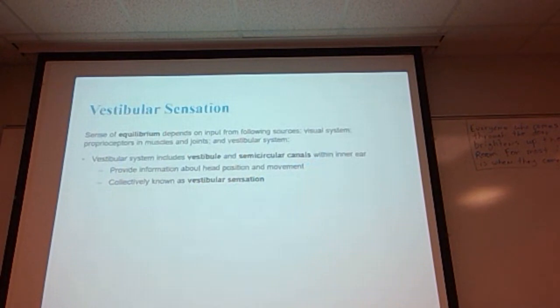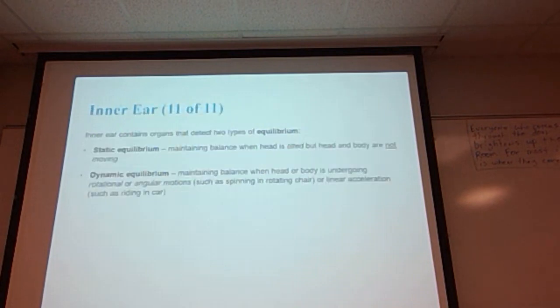So our sense of equilibrium depends on input from the following sources: our visual system, the proprioceptors in the muscles and joints, and the vestibular system. The vestibular system is going to be the vestibule of the inner ear. The vestibular system includes, as I said, the vestibule and the semicircular canals found in the inner ear. These areas provide information about head position and movement, and collectively this is known as vestibular sensation.